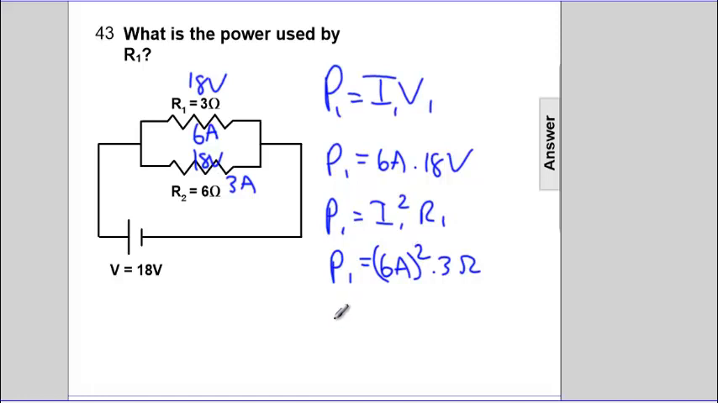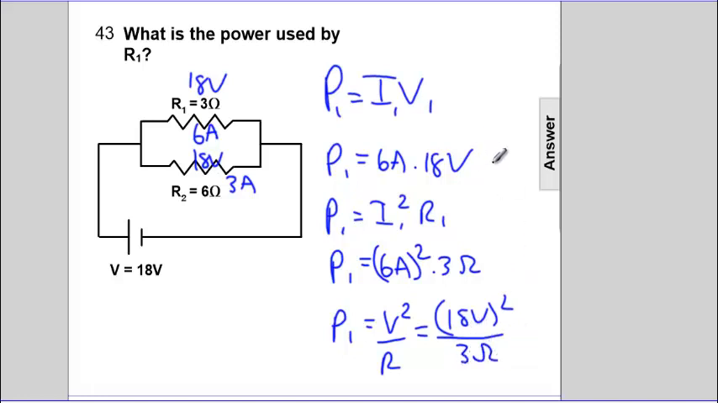And then another way to do it, power 1 is V squared over R. So these are all equations that we used previously to find power. Again, I'll give you a cheat sheet. So that is 18 volts squared divided by what that resistance is, 3 ohms. Should you get the same answer using equation A, B, and C? Give it a try and see.